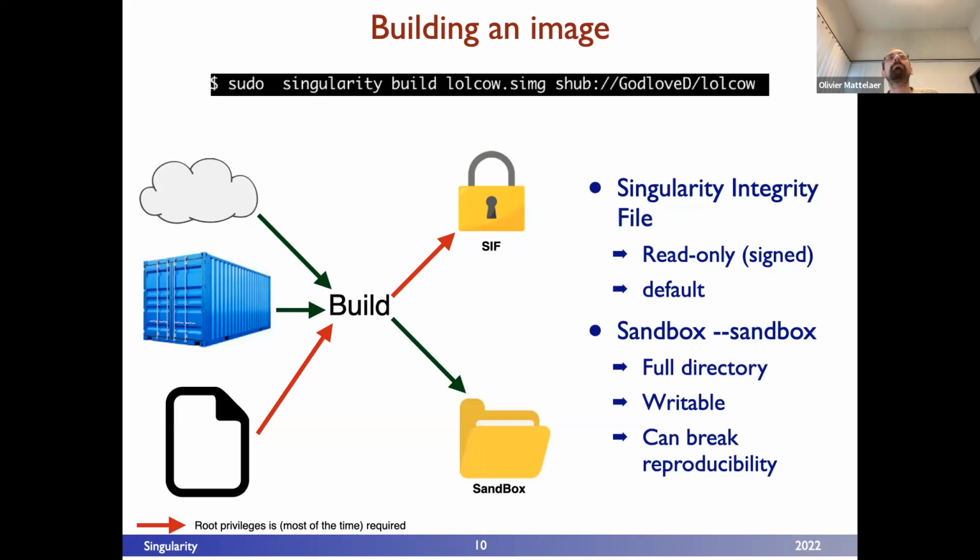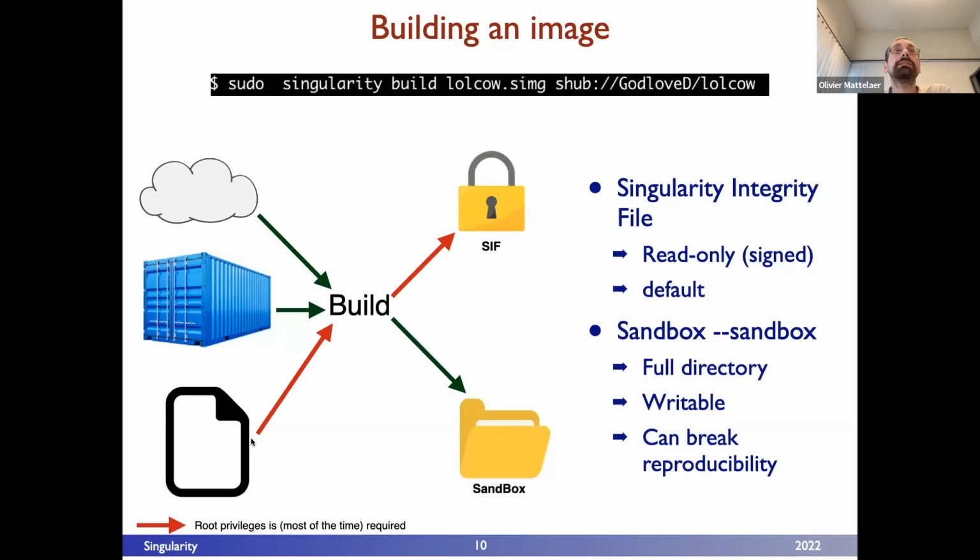So how to build an image? That's the real starting point. Typically you start from a container, or you start from what we call a recipe file. What I mean by that is that either you take a container which is already a Singularity container, but you can also start from a Docker container. So you can actually convert a Docker container to Singularity. That's typically easy to do.